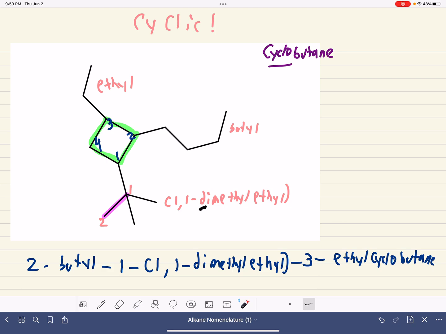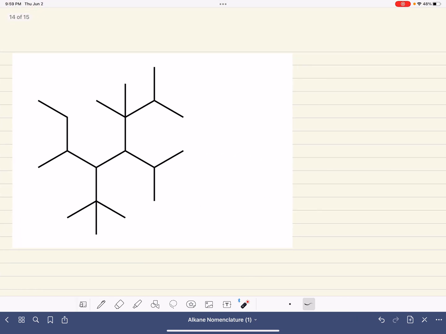I think that's a pretty good example. That combines a lot of different things. It combines the cyclic alkanes, it combines the complex substituents, so that's definitely a good question to keep on your radar. All right, so next we have this one. And listen, it can be overwhelming, but remember, the first thing you want to do is find that parent chain.